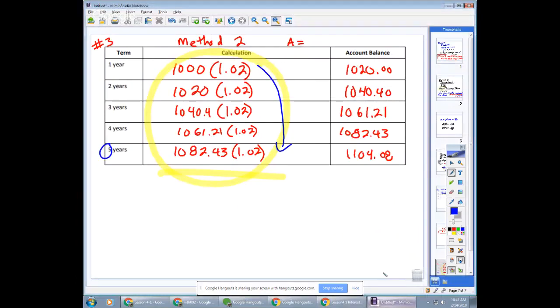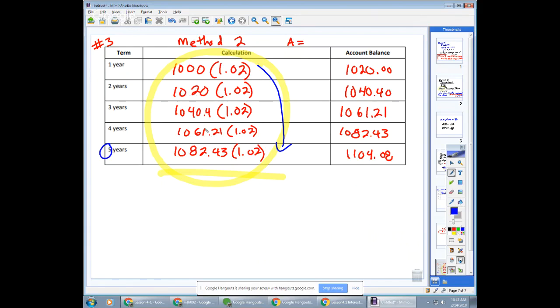So back here on the table, we're doing the same thing each month. What are we doing each year that's exactly the same? We're multiplying by 1.02. Okay, so we're repeatedly multiplying. What's another way to repeatedly multiply? Exponents, yeah. So check this out.